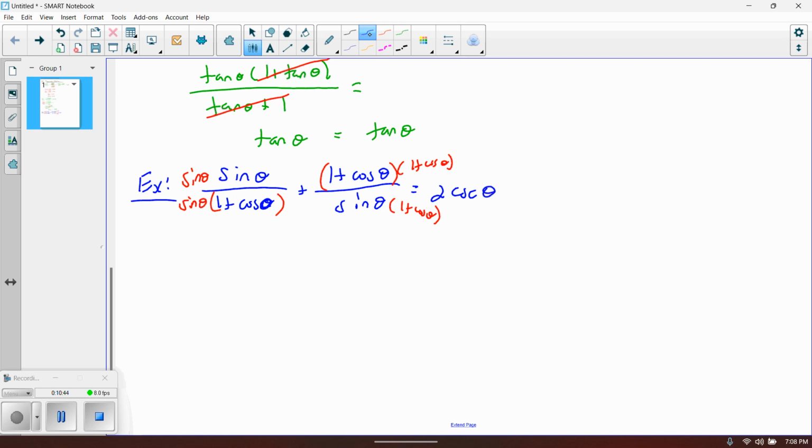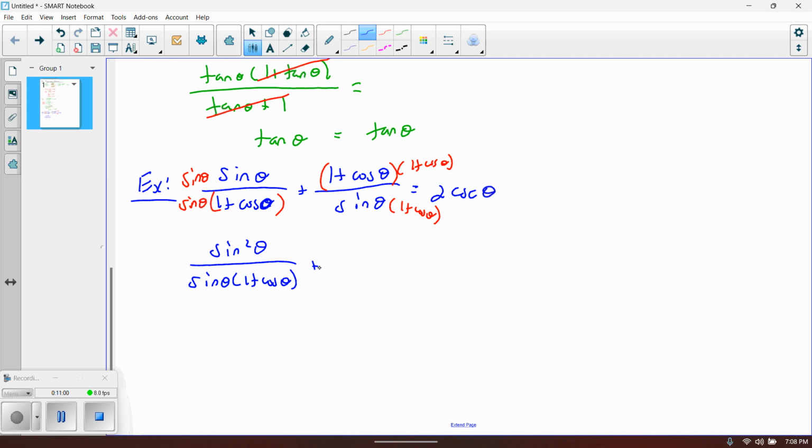So on the left-hand fraction, we're going to get a sine squared of theta. The denominator will be sine theta, 1 plus cosine theta. I'm not going to distribute it just yet. We may have to, but we'll see.